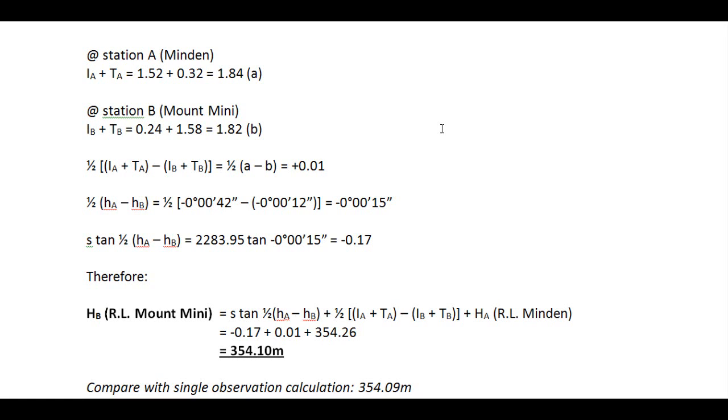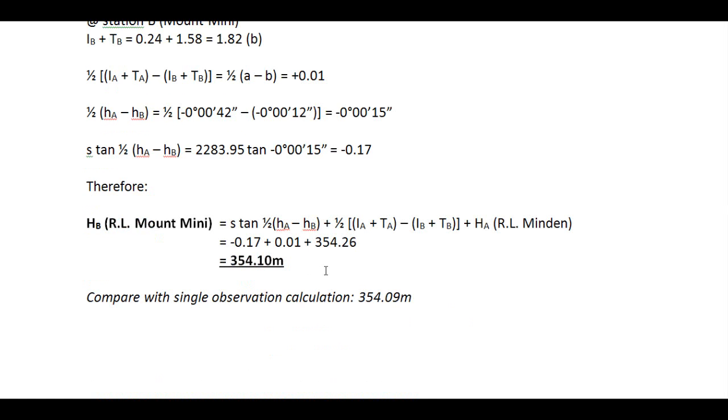Then putting that into our formula, S tan of the angle, to give us the difference in height, we multiply that by the distance, 2283.95 tan 0 degrees 0 minutes 15 seconds, and that gives us negative 0.17. Therefore we can put all of that together to work out our difference in height, all the various bits of the formula, and we get negative 0.17 plus 0.01 plus 354.26, which, adding all that together, gives us 354.10.